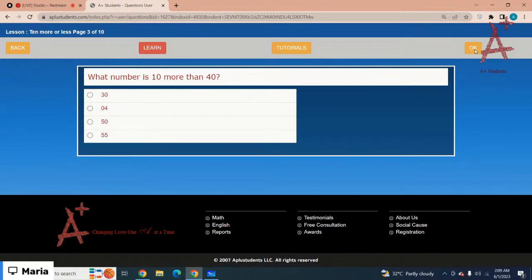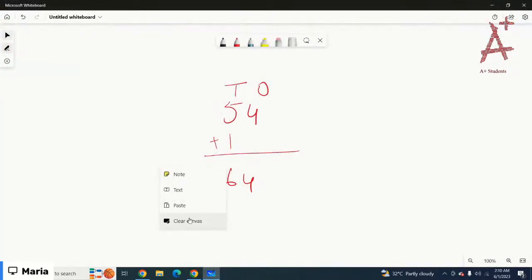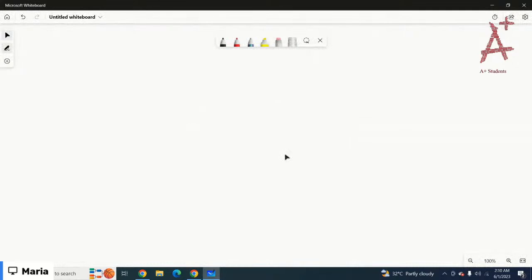Okay, the next one is what number is 10 more than 40? You have to add 10 to 40. It would be 50. Basically you have to add 1 to the digit at the tens position. So you have 40. 0 is at the ones position and 4 is at the tens position. Add 1 to the tens digit. So 4 plus 1 equals 5. So it would be 50. So the correct option is 50. Very good.